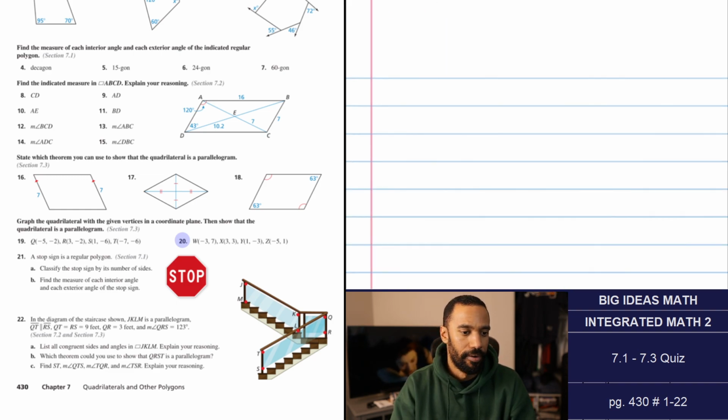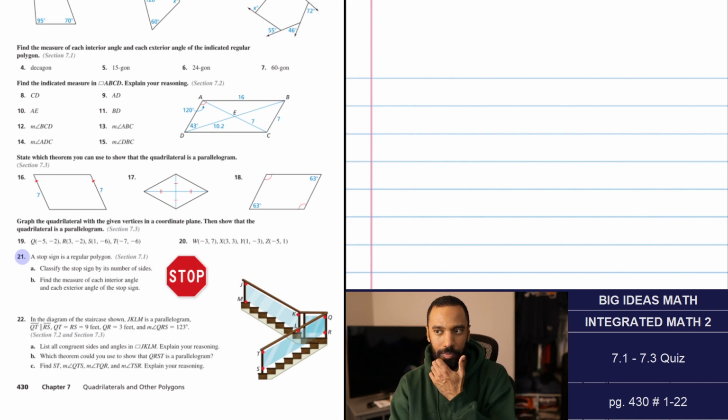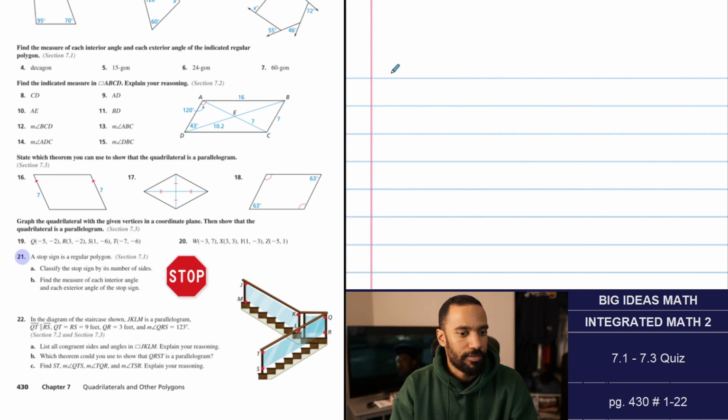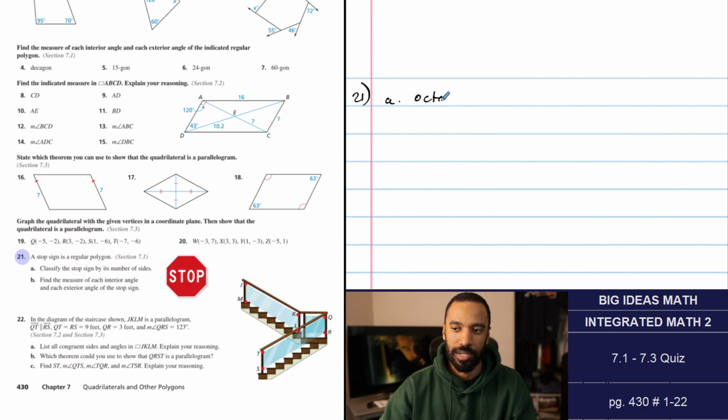All right, two more questions. Section 7.1 kind of question. A stop sign is a regular polygon. This is the one I generally bring up for octagons, which is what this is. Classify the stop sign by its number of sides. Okay, I just gave it away. On number 21, stop sign, part A, this is an octagon. It's 8 sides. It's a regular octagon, I should say.